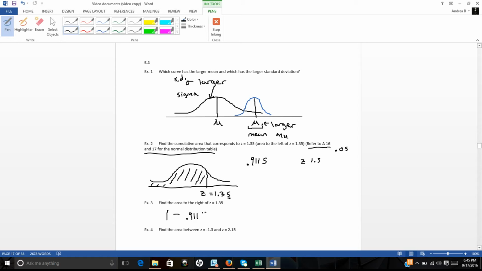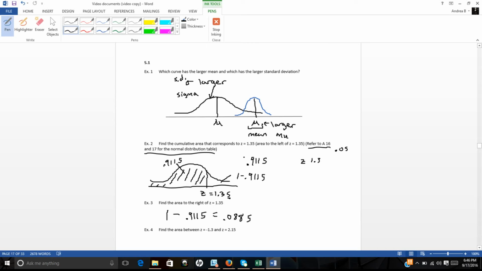Because if we have 0.9115, that was over in this section for this area, for example 2, that would mean this area on the right side for example 3 would have to be 1 minus that. So it's 100% under the whole curve, or 100% as a decimal is the number 1. So then if we subtract those, you get 0.0885.